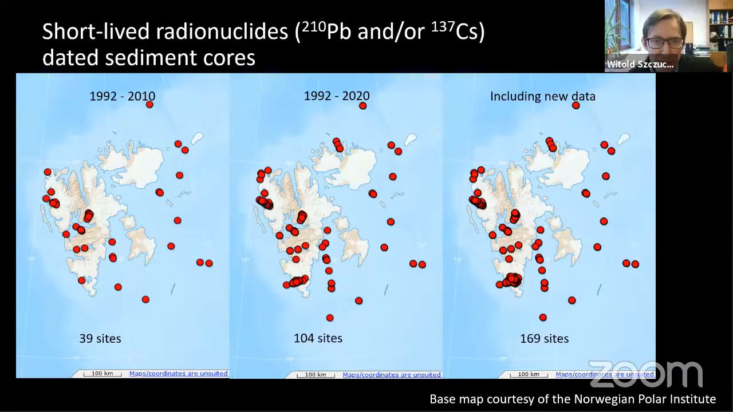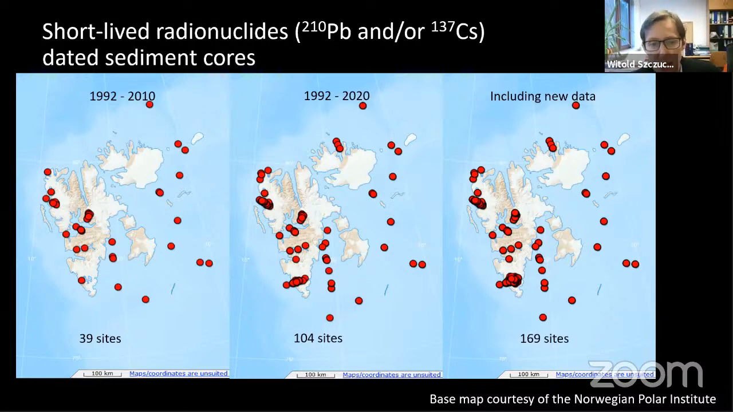So I've compiled all existing data about short-lived radionuclides in the fjords in Svalbard and in the nearby areas. The method was first used in the 1990s, and already we got almost 40 sediment cores dated by lead-210. By the end of last year, we got already over 100 sites dated using this method. And I will provide you today some extra 60 sites with unpublished data. So we got quite a lot of data covering more or less the same time period.